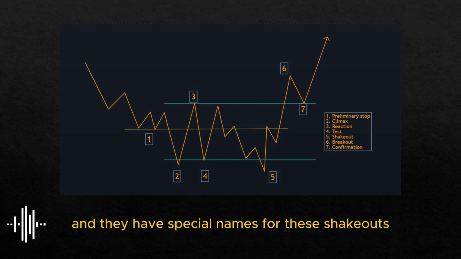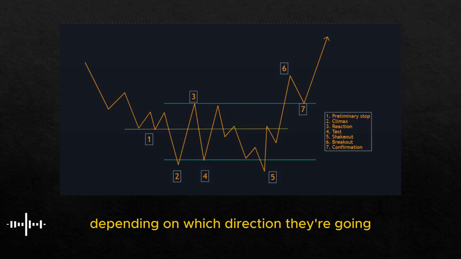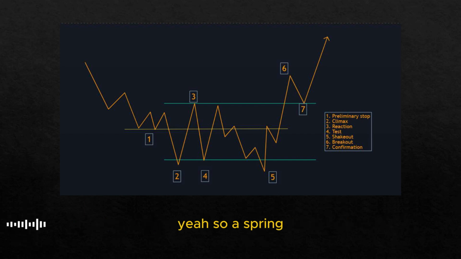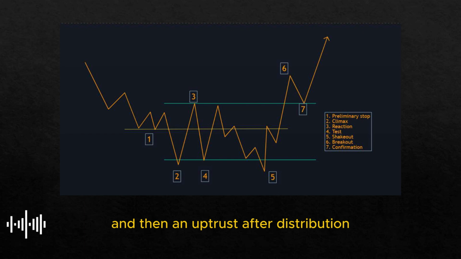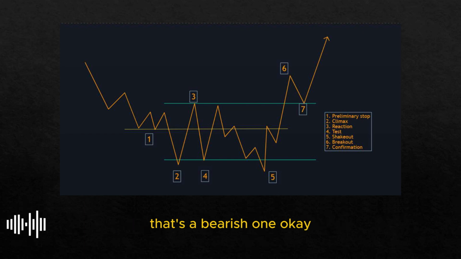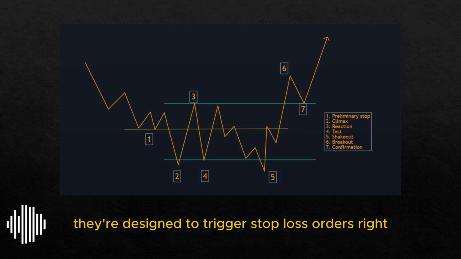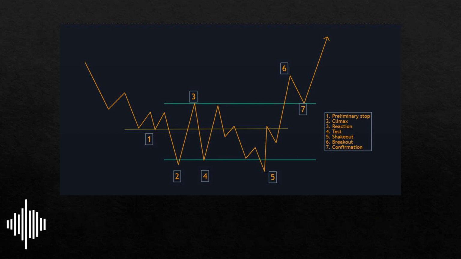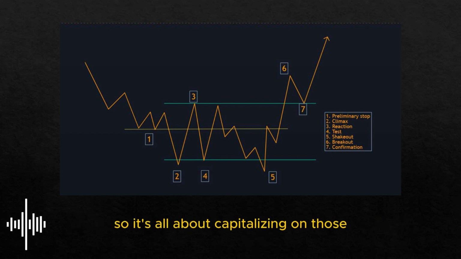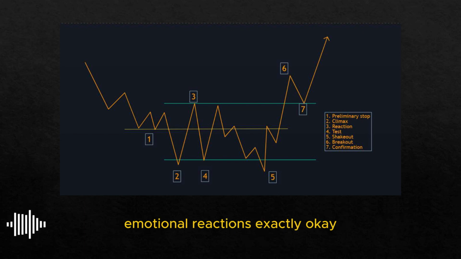Pretty much. And they have special names for these shakeouts, depending on which direction they're going. So a spring, that's a bullish shakeout. And then an upthrust after distribution, that's a bearish one. Okay. And both of those are designed to trigger stop-loss orders, right? People panic, they sell, and the pros get to buy more. So it's all about capitalizing on those emotional reactions.